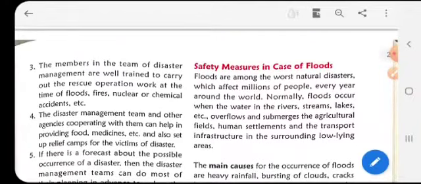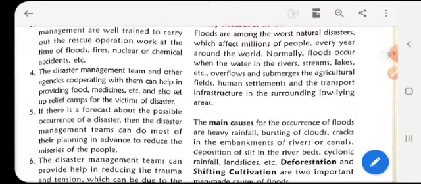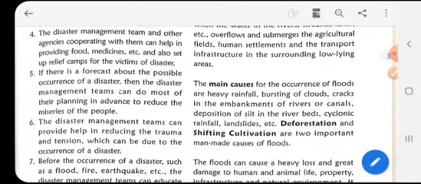Then the members in the team of disaster management are well trained to carry out the rescue operation work at the time of floods. The disaster management team and other agencies cooperating with them can help in providing food, medicines, and also set up relief camps for the victims of disasters. Then, if there is a forecast about the possible occurrence of a disaster, this disaster management team can provide a lot of help to reduce the miseries of the people. Then, the disaster management team can provide help in reducing the trauma and tension also.